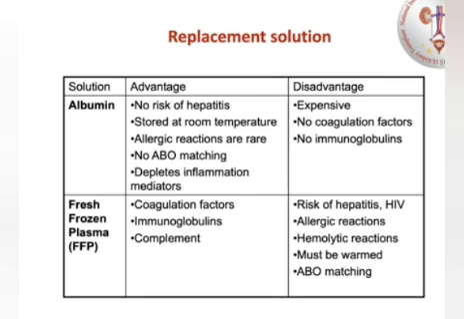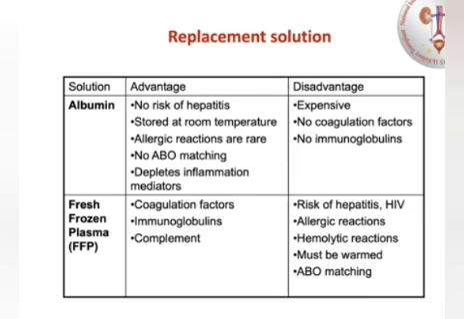While the advantages of fresh frozen plasma is that you introduce or infuse some coagulation factors to the patient, you give the patient also immunoglobulins and complement. The disadvantages of albumin, it is expensive.